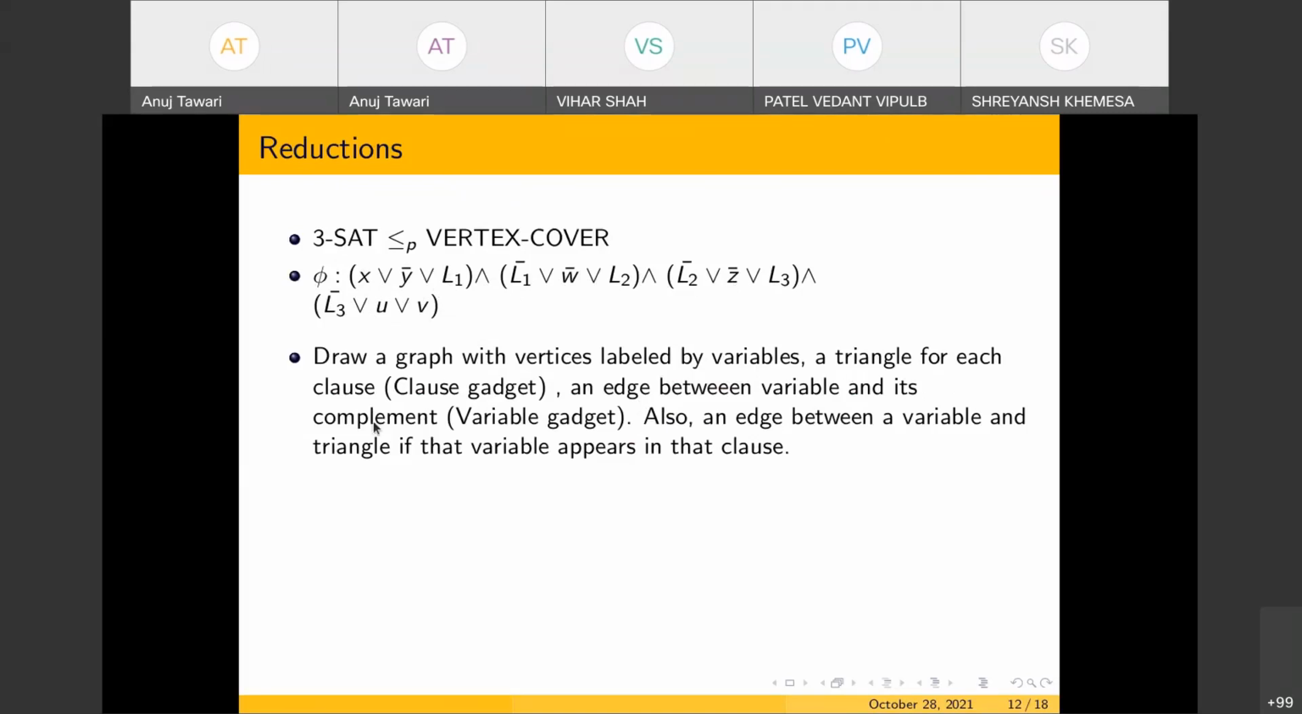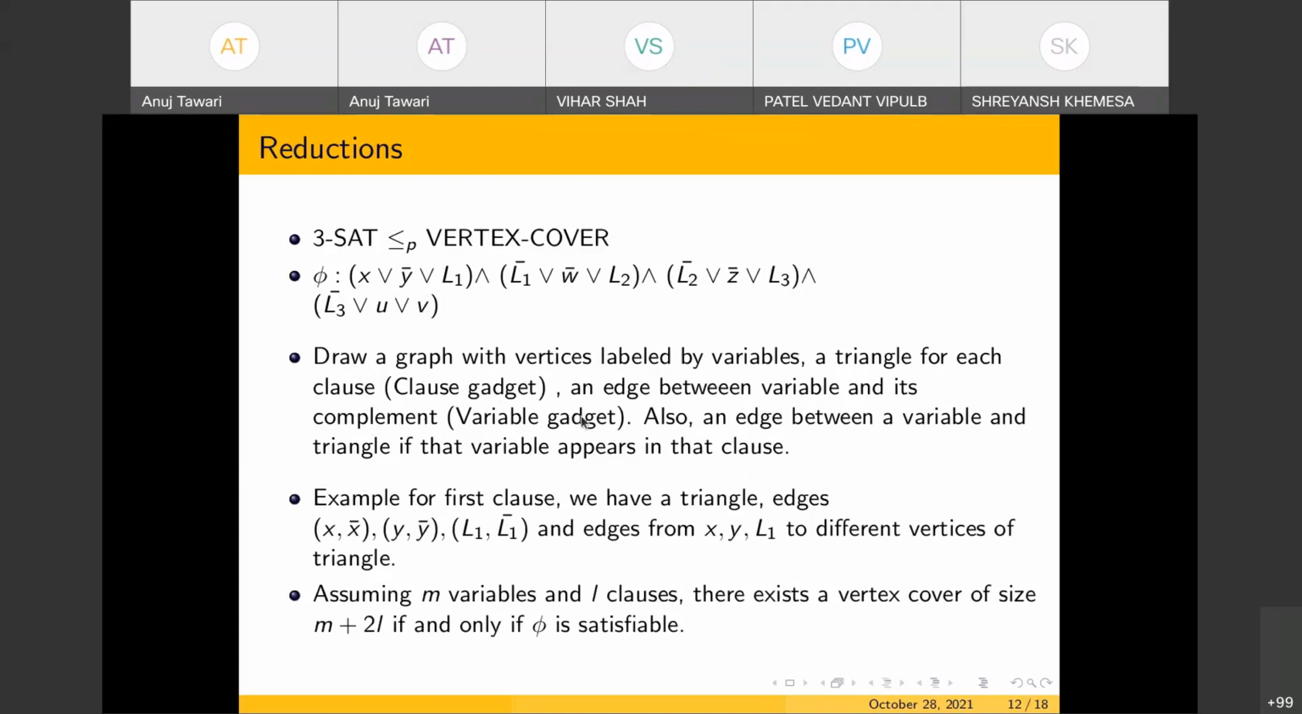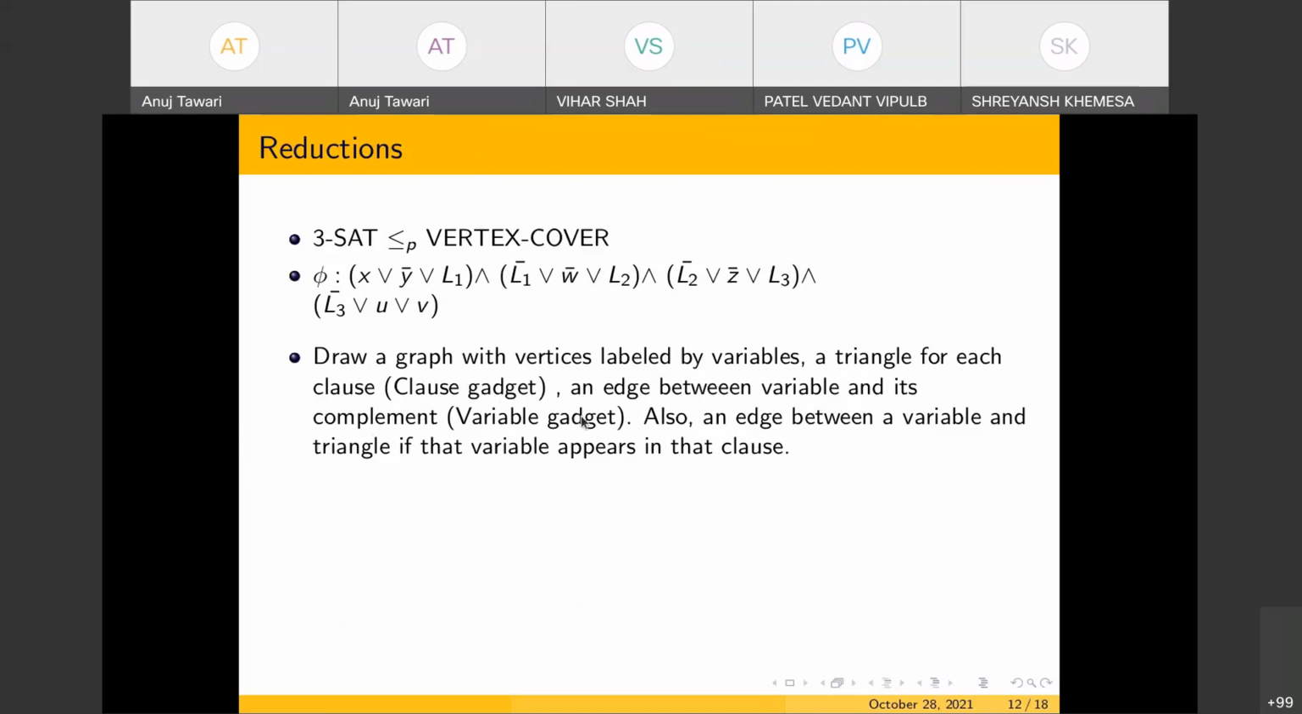And there is also an edge between. So this is what we call a clause gadget. So there is a triangle for each clause and an edge between a variable and its complement. There will be an edge from x to x bar, y to y bar. There is also an edge between a variable and a triangle if that variable appears in that particular clause.